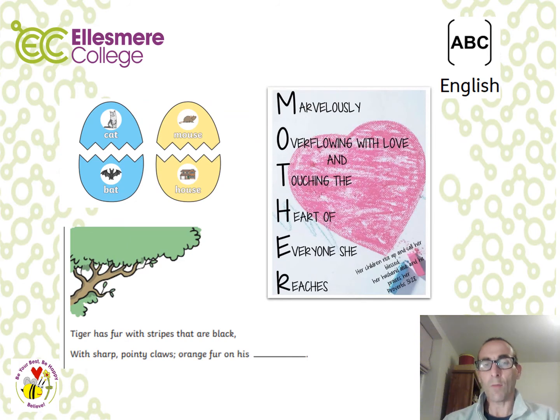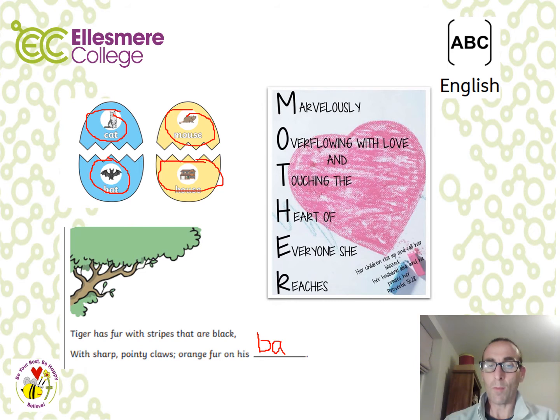In the next lessons, we'll be looking at poetry. We'll start by looking at rhyming words. Here are some examples. So we have cat with bat, and then mouse with house. We'll be then looking at how rhyming words form part of poetry. So here, the tiger has fur with stripes that are black, with sharp pointed claws, orange fur on his, and the answer to that would be back.